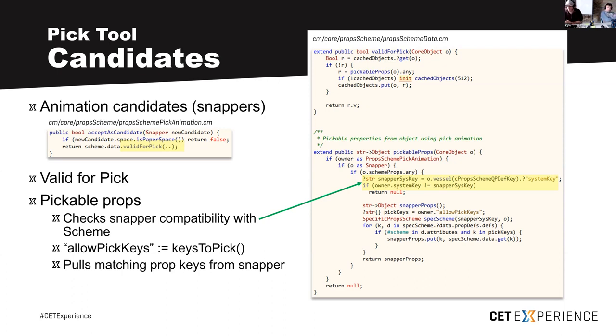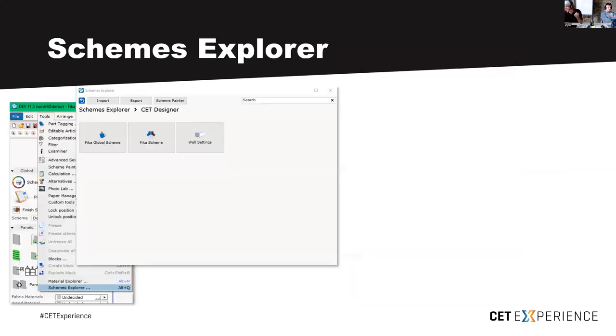So that's just to make sure that it's relevant. Your snapper's related scheme is the one that started the animation. The allow pick keys here is showing up again. Those are the keys from the scheme that it's looking for. And then it checks the snapper in space if it has keys that are relevant. If it does, then it pushes those to snapper props.